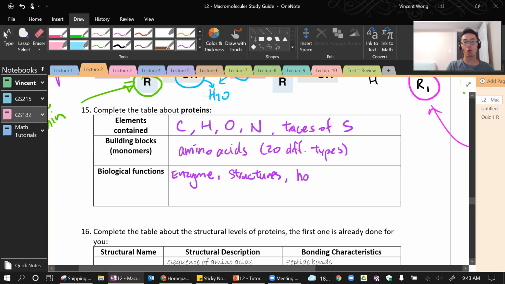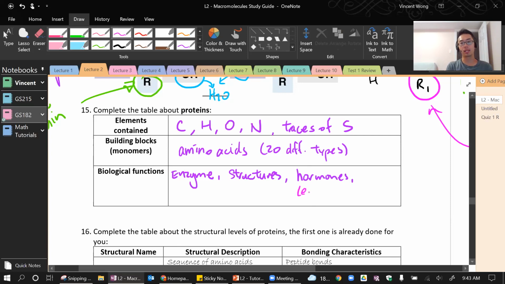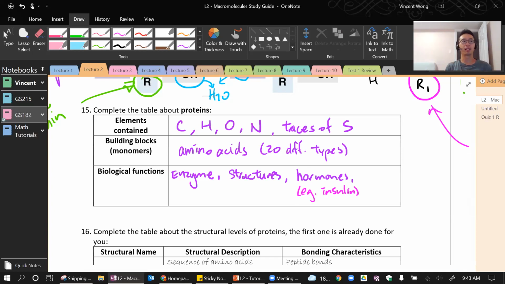We can use it for hormones. Earlier we talked about estrogen and testosterone. Those are hormones, but those are made up of lipids. There are also hormones that are made up of proteins. One example is insulin. You guys know insulin? People need insulin to absorb the sugar from the blood after a meal. If you cannot make insulin, or if you don't respond to insulin, then you might have diabetes.